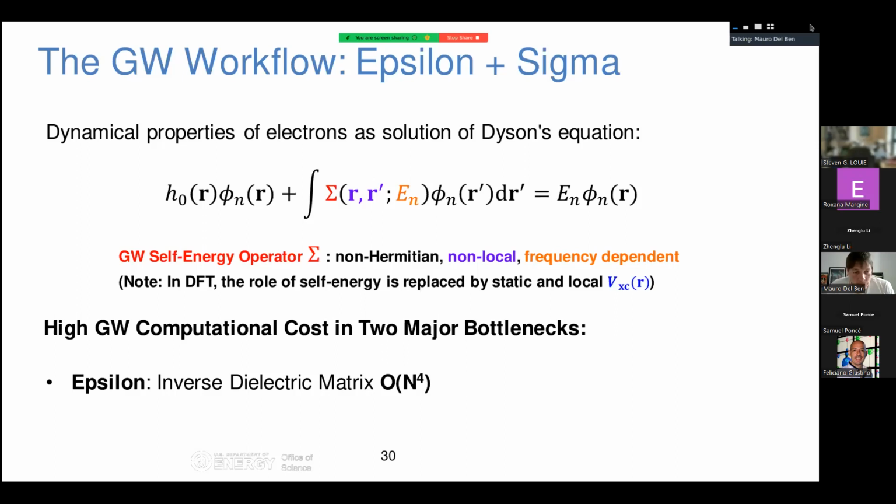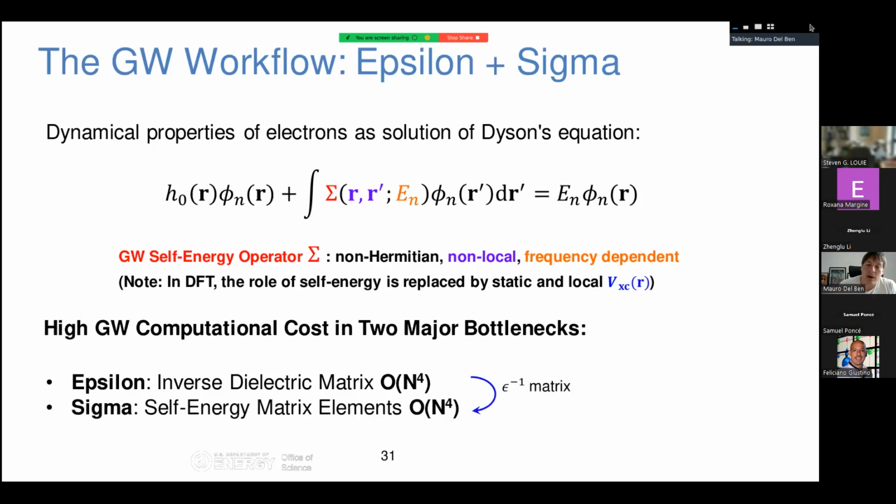The first one is epsilon, and the name itself tells you what this module is doing. It's calculating the inverse dielectric function of the system, which at the current stage has a computational cost that scales with the fourth power of system size. And then once you have computed the inverse dielectric function, you can use it to calculate the screened Coulomb interaction and eventually the matrix elements of the self-energy operator, which you need in order to solve the Dyson equation and get the quasi-particle energies of your system.